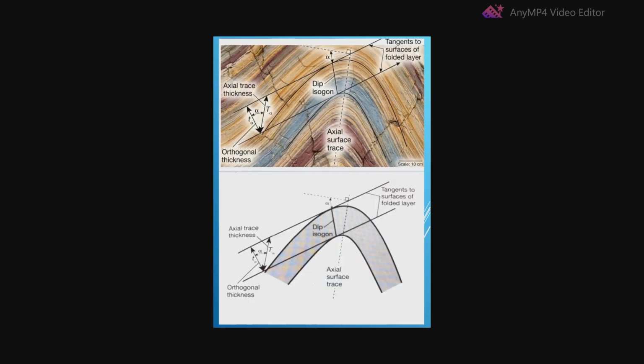So as you can see, this is the dip isogon, which joins the points of equal dips, and orthogonal thickness is the perpendicular distance between the two tangents, and the axial trace thickness is the distance that is parallel to the axial plane.